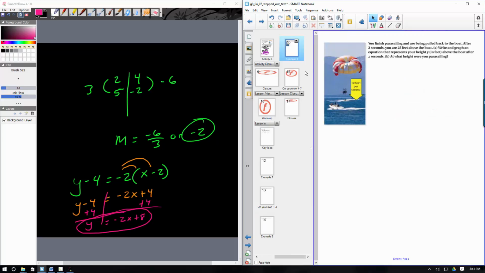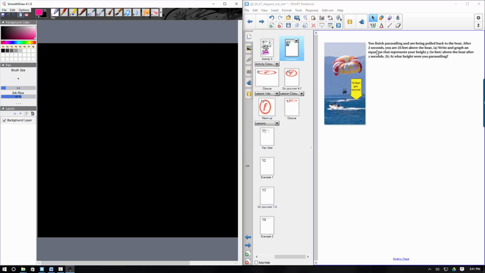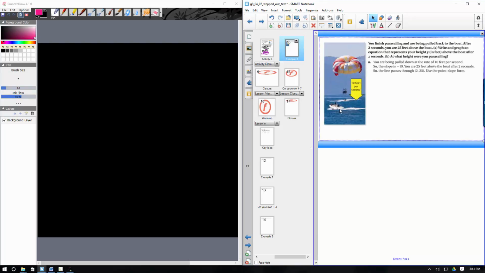And here it is. You finish parasailing and you're being pulled back to the boat. And after 2 seconds, you are 25 feet above the boat. So let's do that for a second. So they're being pulled back. After 2 seconds, you are 25 feet above the boat. And I guess the thing I missed right away is right here. It says that you're going down 10 feet per second. So that's your slope. So I have all the things that I need right now.